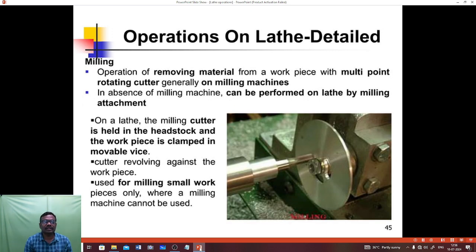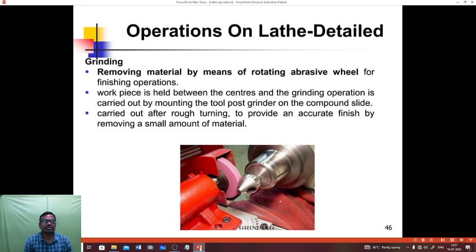Milling is the operation of removing material from a workpiece with a multi-point rotating cutter, generally on milling machines. In the absence of a milling machine, it can be performed on a lathe by a milling attachment. On a lathe, the milling cutter is held in the headstock and the workpiece is clamped in a movable vise. The cutter is revolving against the workpiece. It is used for milling small workpieces only, where a milling machine cannot be used.